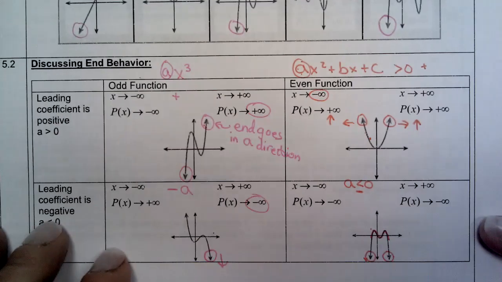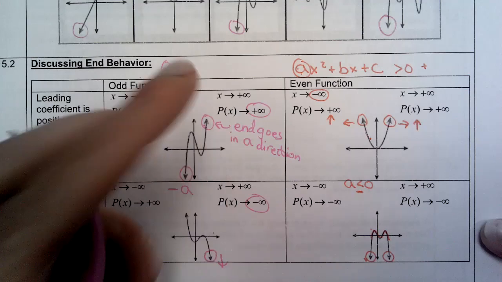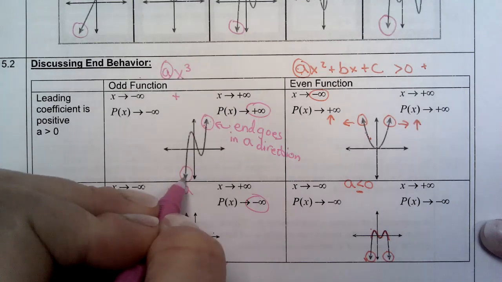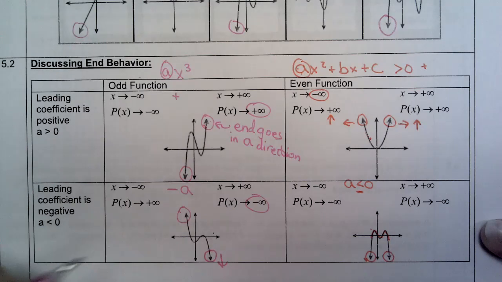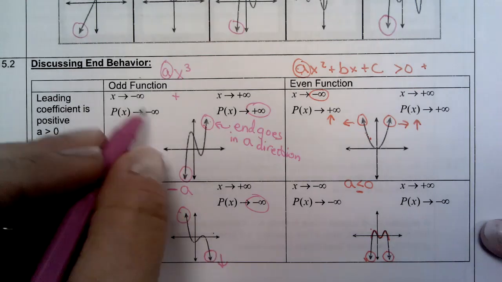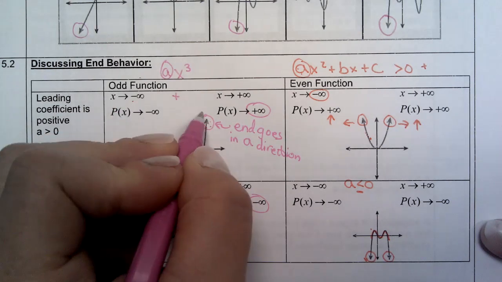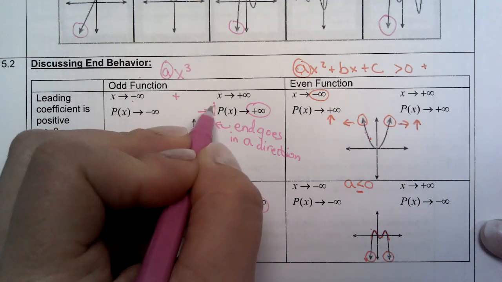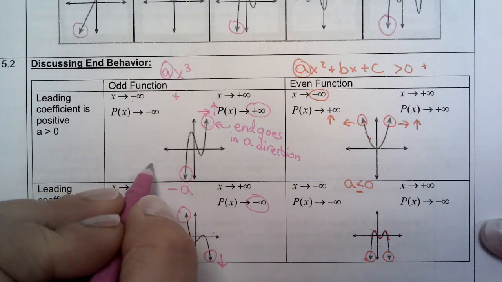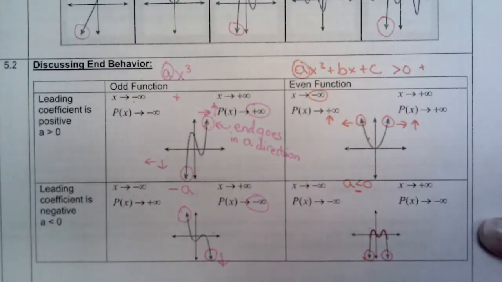Okay, it doesn't matter if it's x to the 9th power. If it's odd, the ends are going to look like this or this, depending on your a value. Okay, so you need to know that. So here, if it's an odd function and a is positive, then I know that as x goes positive, my y goes positive. And as x goes negative, my y goes negative.